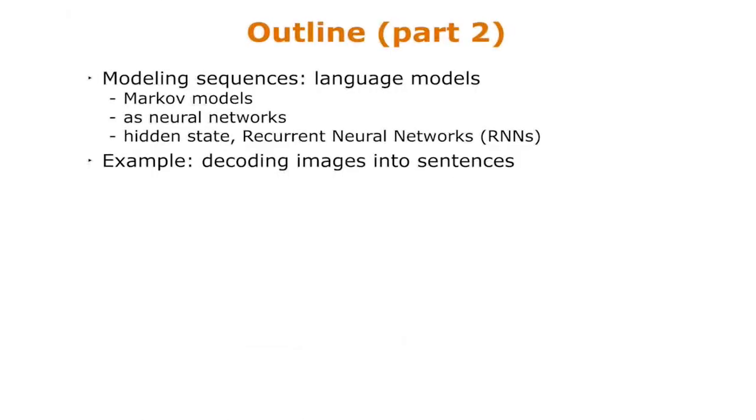So, here's the outline of what we're going to do. We're going to be considering language modeling, and we're going to start with a very simple sequence model called a Markov model. Then we're going to turn those Markov models into neural network models, in this case feed-forward neural network models, and then adding a hidden state and turning them into recurrent neural network models. And finally, we'll just consider briefly an example of unraveling a vector representation, in this case coming from an image to a sequence.